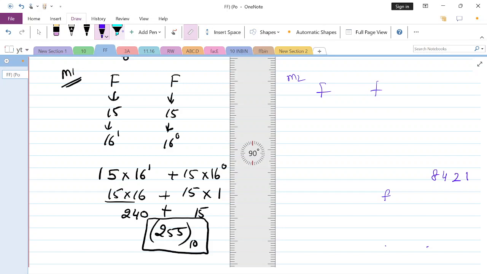Now F in hexa is equivalent to 15 in decimal. So which weights will add up to give me 15? 8 plus 4 plus 2 plus 1 is equal to 15. So we will put 1 under each of these weights. These weights are 2 to the power of 0, 2 to the power of 1, 2 to the power of 2 and 2 to the power of 3. So 4 ones. So one F gets translated into 4 bits.